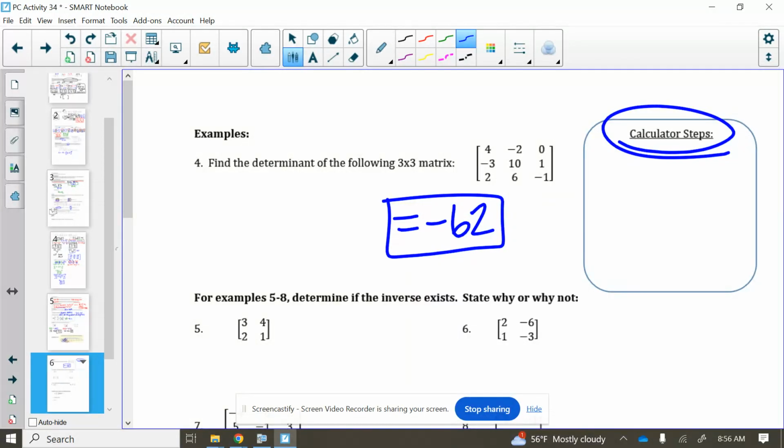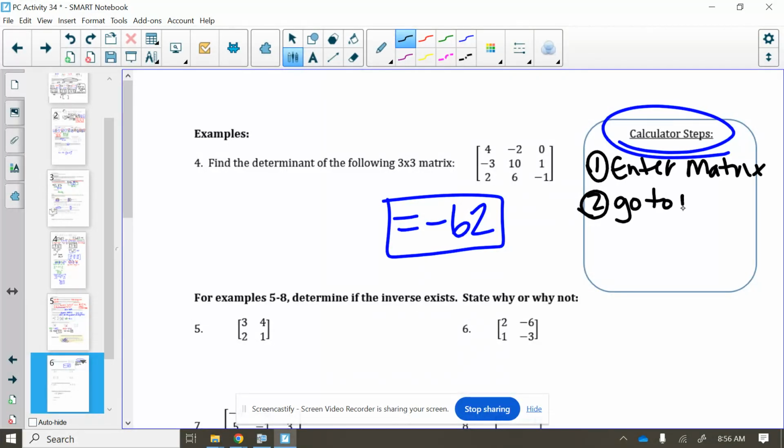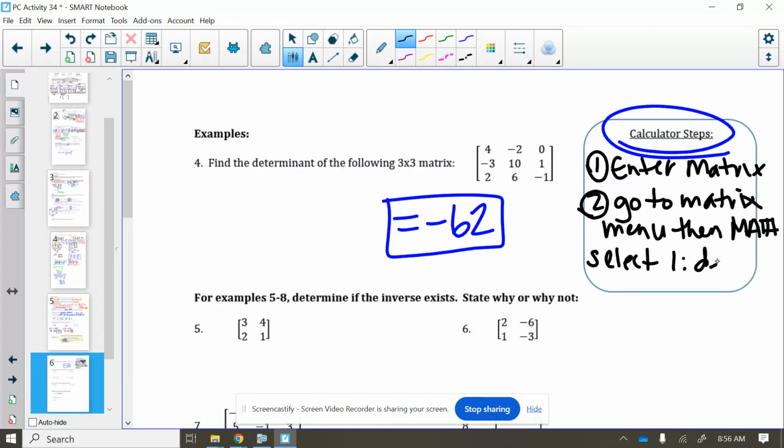So using our calculator to check: again, step 1, enter the matrix. Step 2, go to the matrix menu, then math, and select option 1, DET, and then enter the matrix in.